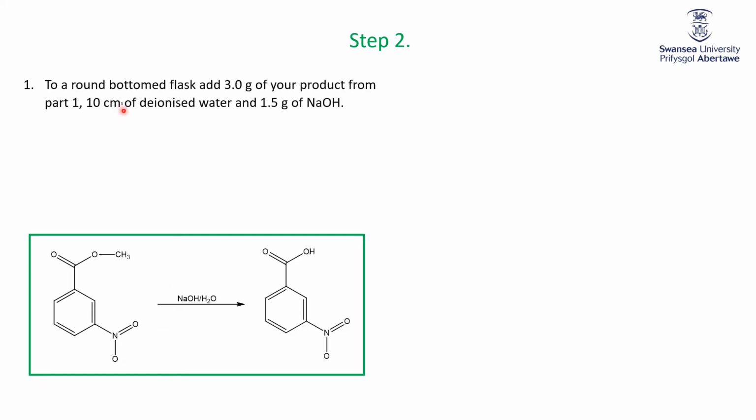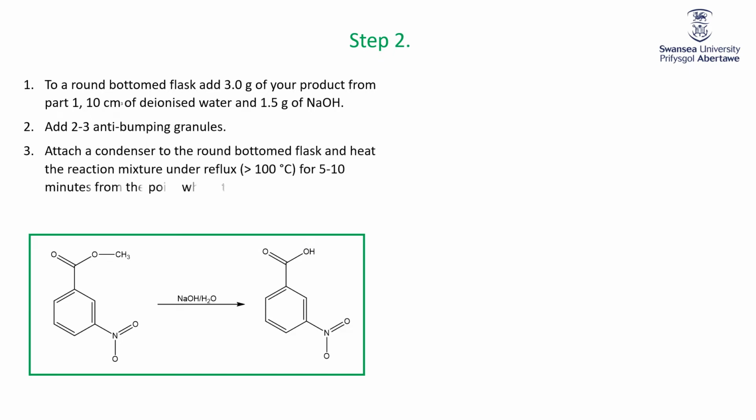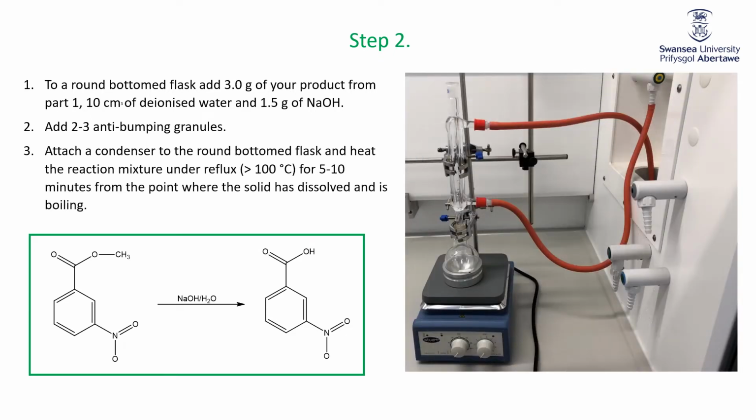So you get a round bottom flask. There will be in your hood a bottle that contains some white solid. That's the product from part 1. So again, ready weighed out, 3 grams of it for you. You add that to the round bottom flask, 10 mils of deionized water. You will have to weigh out the 1.5 grams of sodium hydroxide yourself. Put in some anti-bumping granules, and then you set up a so-called reflux.